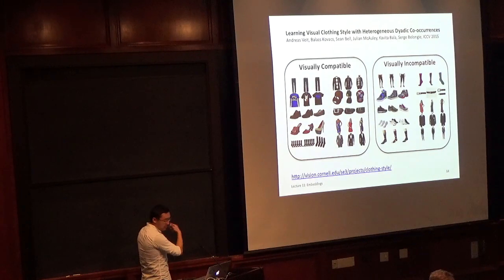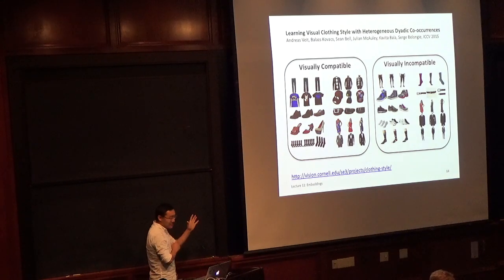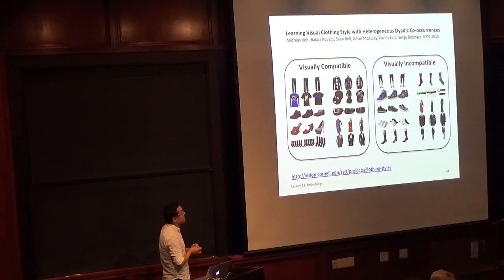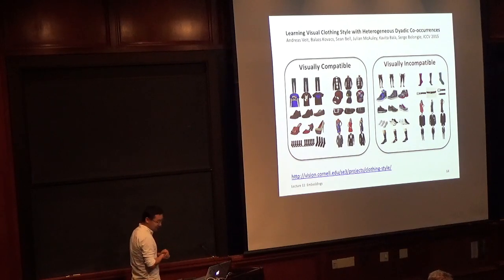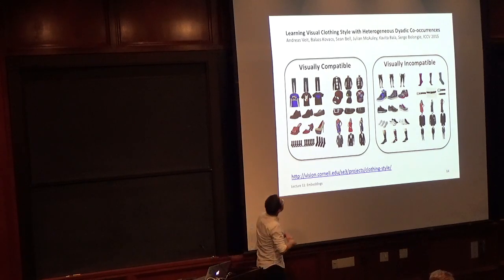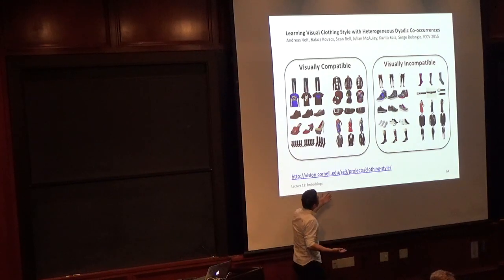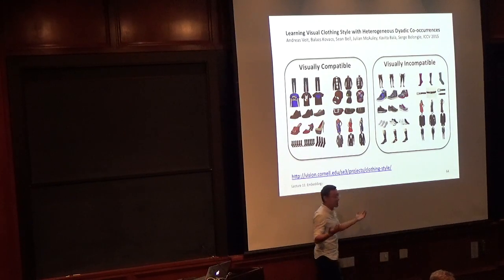I lifted some slides from Julian McAuley, who was one of the senior authors on this paper, Learning Visual Clothing Style, using a learning signal they call heterogeneous dyadic co-occurrences, which is just a fancy way of saying we're going to build an embedding with some semantic meaning. In particular, they want to learn an embedding where clothes that look visually compatible are close to each other, and clothes that look visually incompatible are far away from each other.